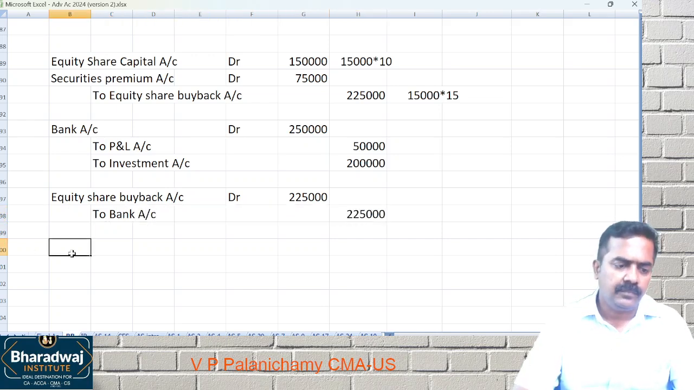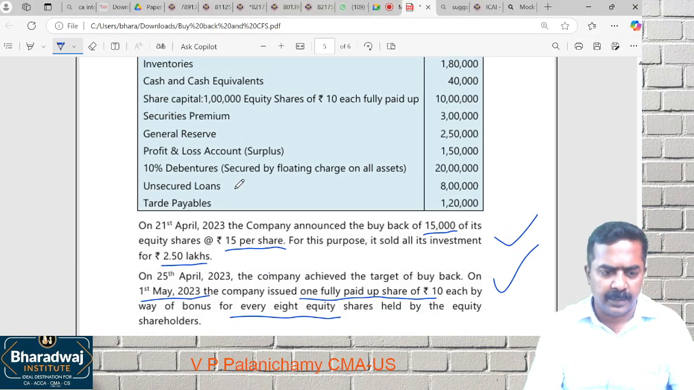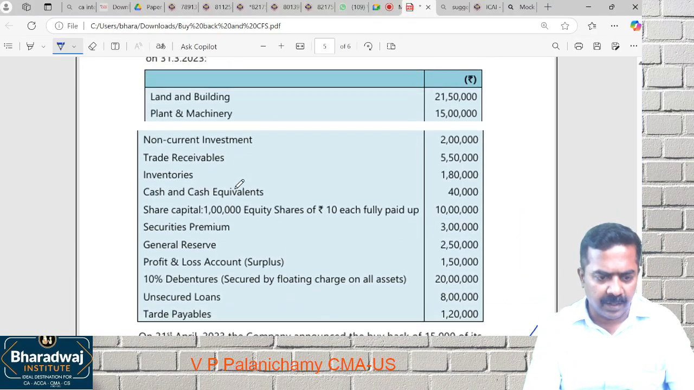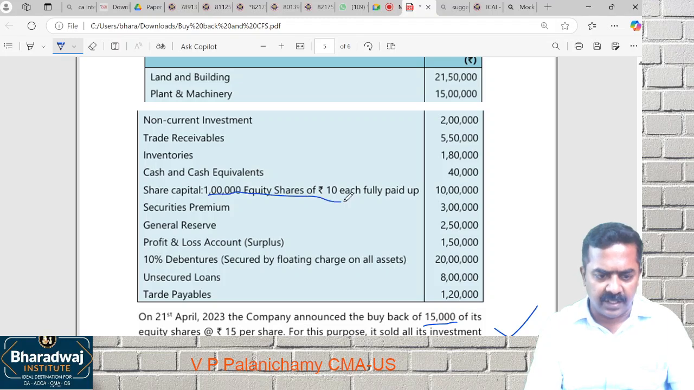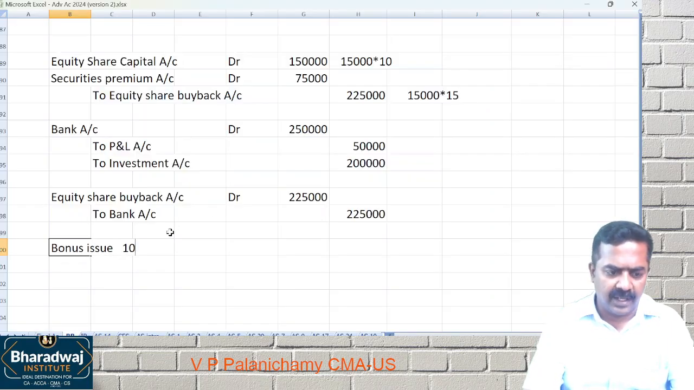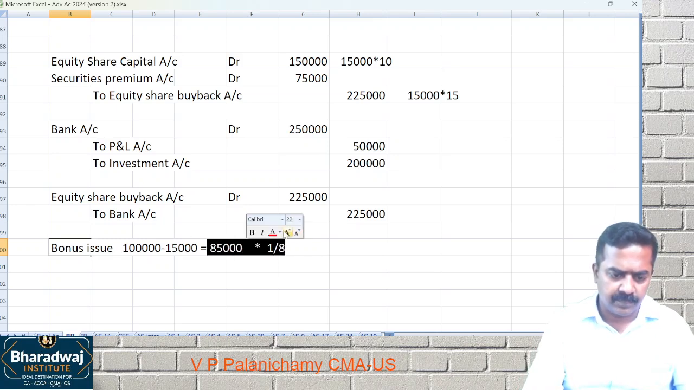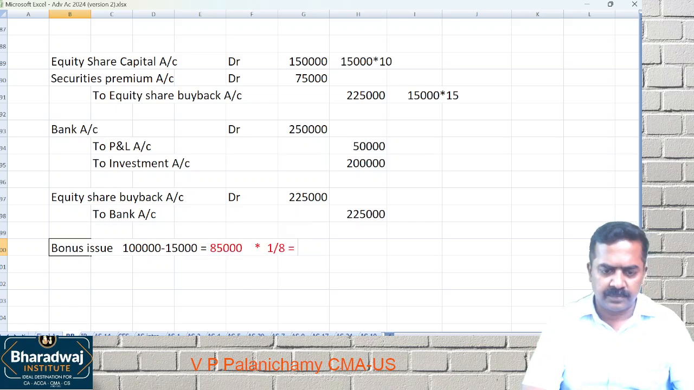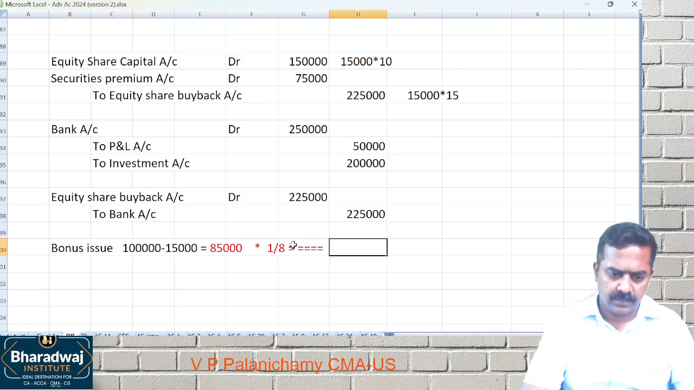Next, we are issuing bonus shares. For the bonus issue, how many shares were there totally before buyback? Before buyback there were 1 lakh equity shares of 10 each, right? Of that 1 lakh, we purchased 15,000 shares, so 85,000 shares will be there. So the bonus issue will be 85,000 into 1 for every 8 shares. So how many shares will be issued? 10,600.